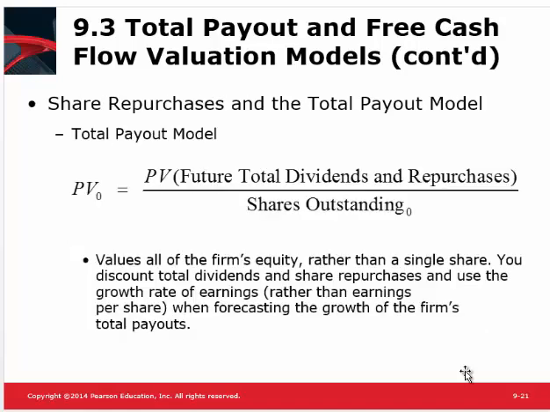So we have here the present value in the numerator of all the dividends that are paid plus the repurchases of the company's stock. Divide that by the number of shares outstanding, gives us a ballpark idea of what the value of the company is. Right, this looks at the values of all the firm's equity rather than the single share. That's why we have to divide it by shares outstanding in order to get it down to a price per share model.